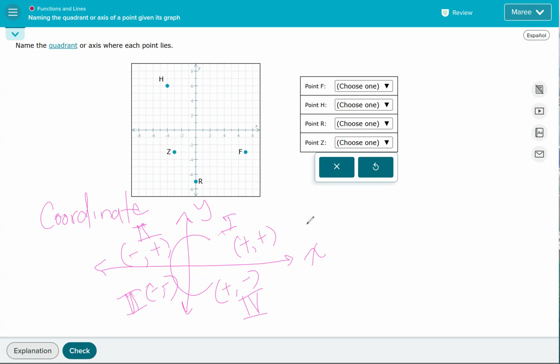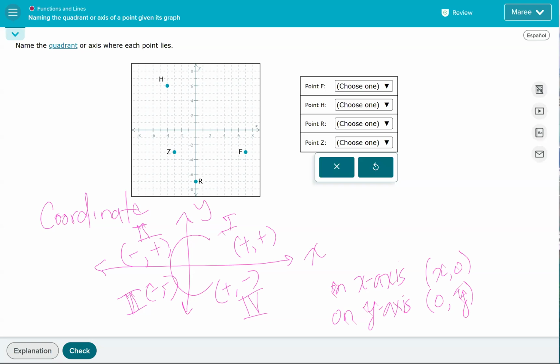Now, if we're on the x-axis, our y value will be 0. So we'll be given an x number, but the y value will be 0. And then if we're on the y-axis, if we're given the point, the x will be 0 and we'll be given a y. But when you're actually shown the graph, you can see if it's on the axis or not.